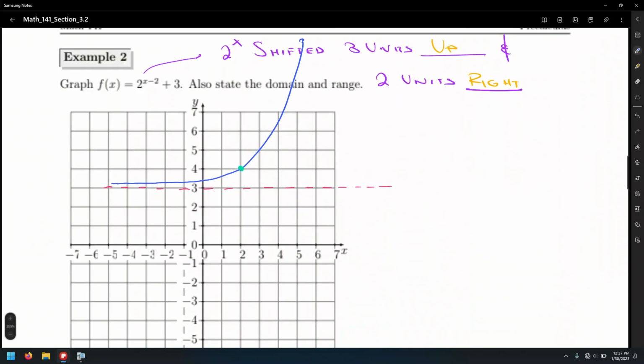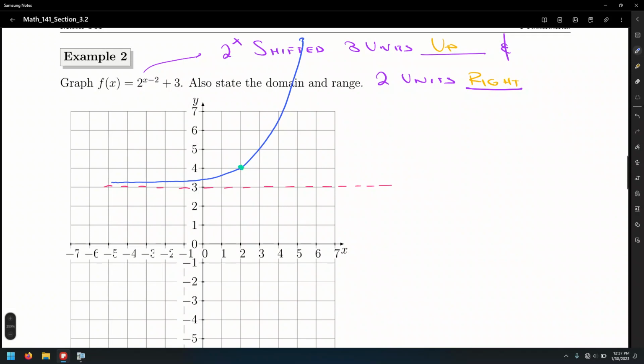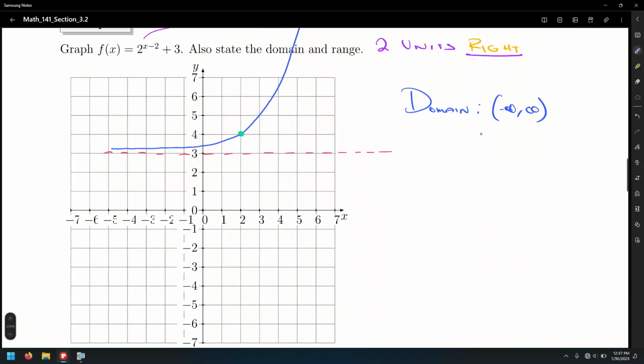Let's look at the next example and the domain. Again, the domain is all real numbers. That doesn't change. The domain is always the same for an exponential function, regardless of the shifting. If it's upside down, if it's reversed, if it's increasing, decreasing, it really doesn't matter at all.